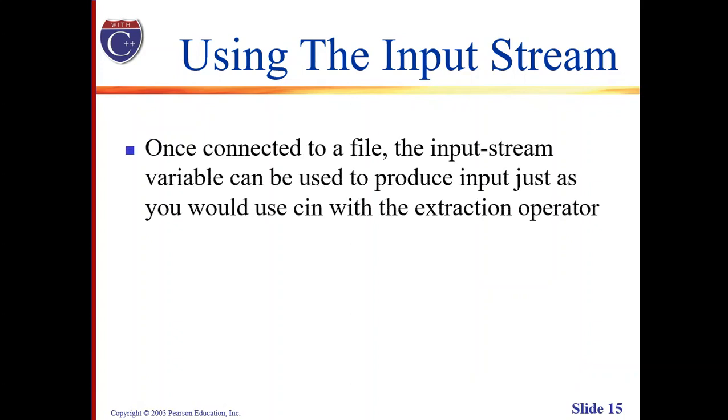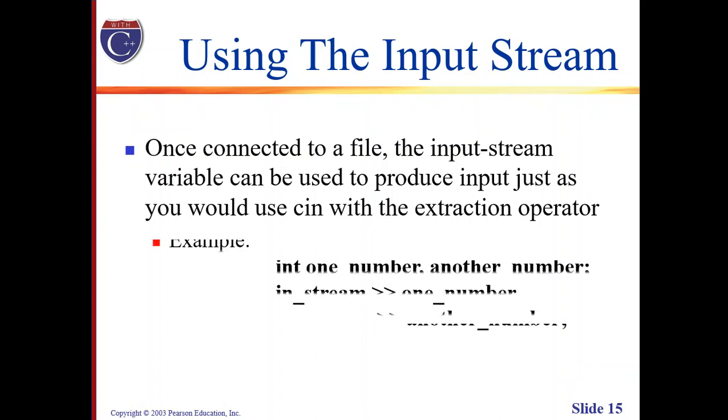Now, how do we use the input stream? Once connected to a file, the input stream variable can be used to produce input just as you would use cin with the extraction operator, just like this one. So we declared two variables of type integer, and in this case, we would like to provide input for our variables, one number and another number.